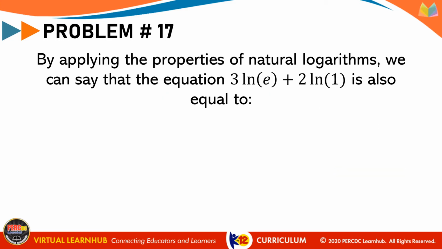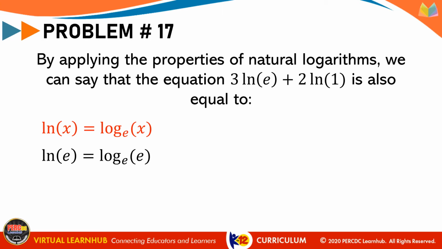Problem number 17. By applying the properties of natural logarithms, we can see that the equation 3 ln of e plus 2 ln of 1 is also equal to blank. We know that ln of x is equal to the log of x to the base e, giving us ln of e is equal to log of e to the base e. But we know that if we have log of b to the base b, that is equal to 1. Therefore, if we have log of e to the base e, that is equal to 1.